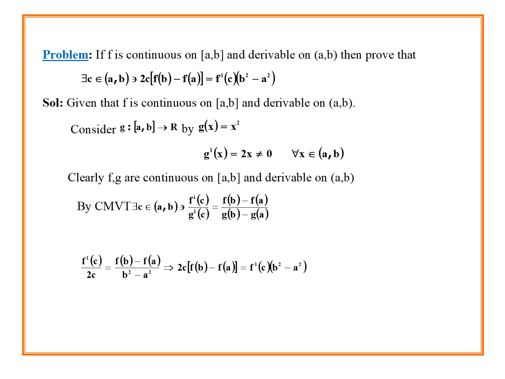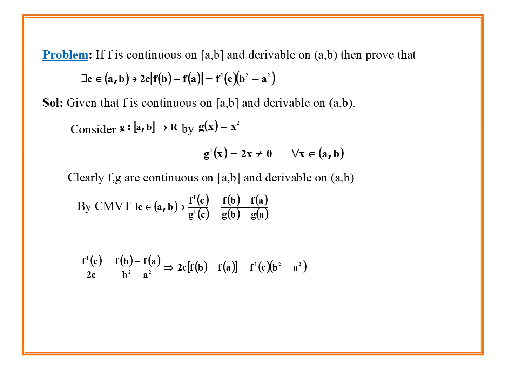Then what is the derivative of g of x? g dash x is equals to x square derivative is 2x, which is not equals to 0 for all x belongs to open interval a comma b. Clearly f comma g are continuous on closed interval a comma b and derivable on open interval a comma b. By Cauchy's mean value theorem, there exists c belongs to open interval a comma b such that f dash c by g dash c is equals to f of b minus f of a by g of b minus g of a.